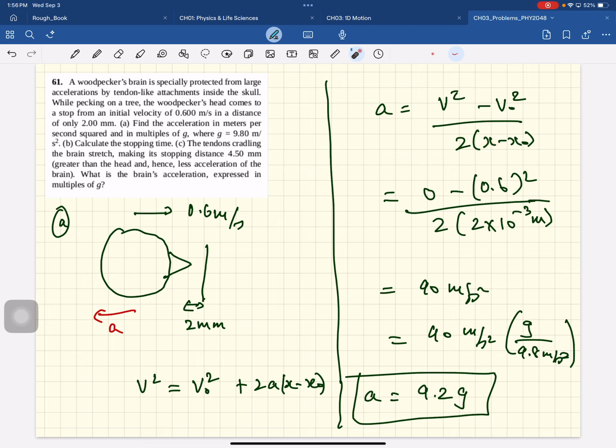What is your airbag doing? If you didn't have an airbag, what is stopping you? Your steering wheel, which doesn't have a whole lot of give, and it stops you fairly fast. The airbag increases your stopping distance, decreasing your acceleration. So for the brain, the stopping distance doubled, so your acceleration decreased by half. So instead of 9 Gs, you'll be facing 4 to 5 Gs.